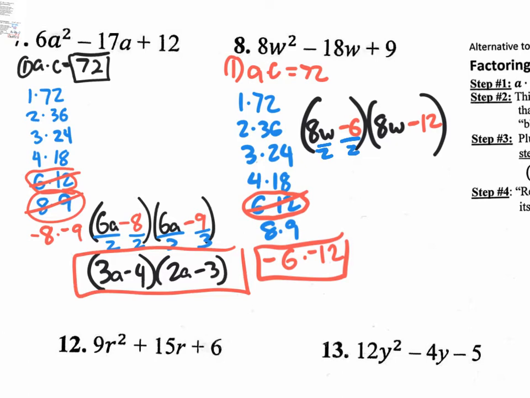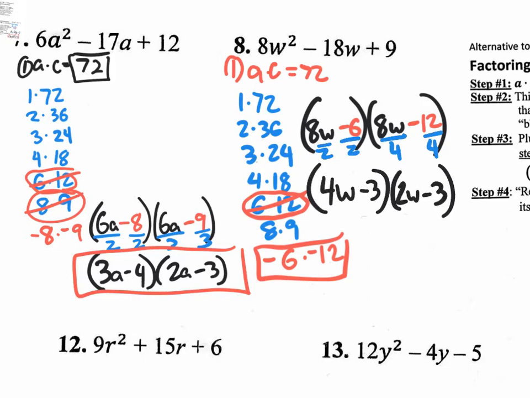So we get what as an answer? And how about the second binomial? What are we going to divide by? 4. Definitely 4 right there. 2 would work, but 4 is the greatest common factor, right? So if you divide by 4, our second binomial is 2w minus 3. And that is your answer for number 8.